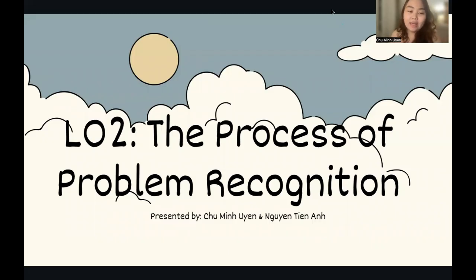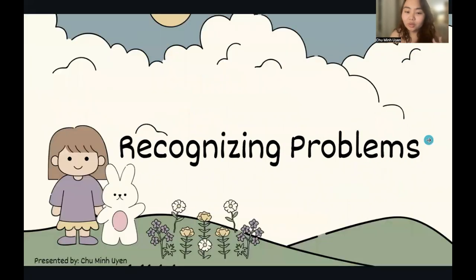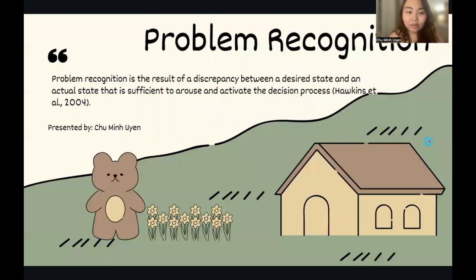Hello, my name is Nguyen, and me and Tien Anh will present the second LO, which is the process of problem recognition. So we recognize these problems every single day, like how we see that our car is running out of gas or our hands need a manicure. By definition in the book, recognition is the result of a discrepancy between a desired state and an actual state that is sufficient to arouse and also activate the decision process.